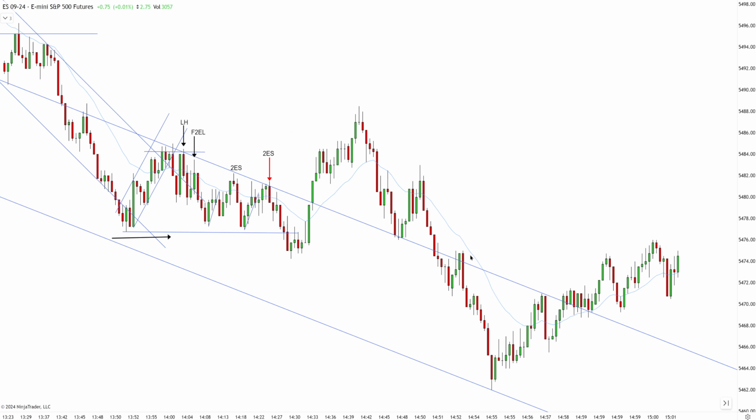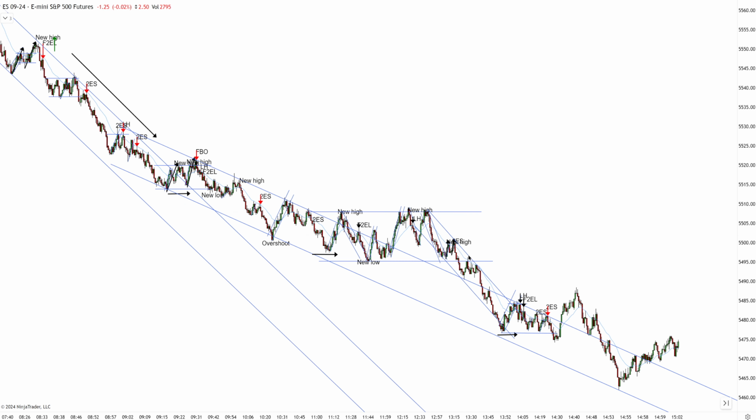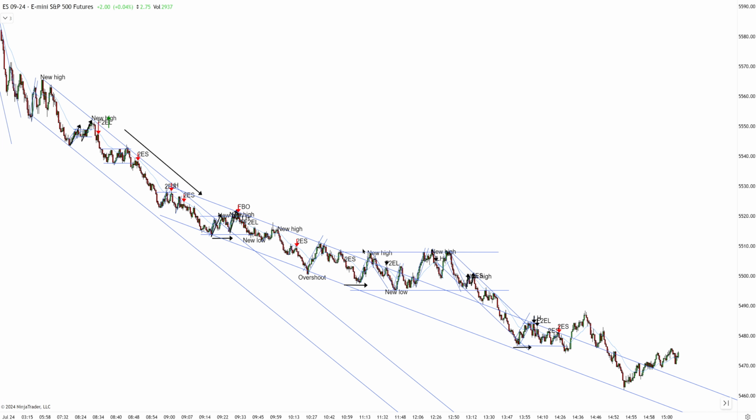So this is the overall structure for today. Very, very strong downtrend. A lot of setups.